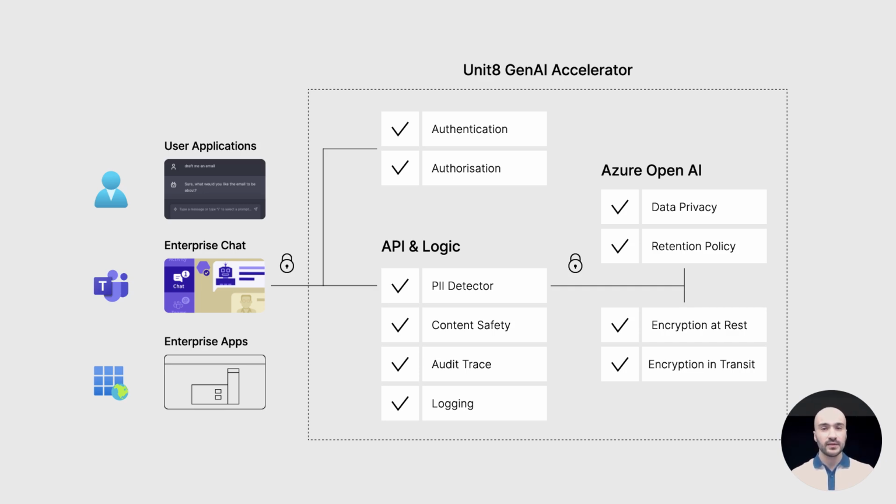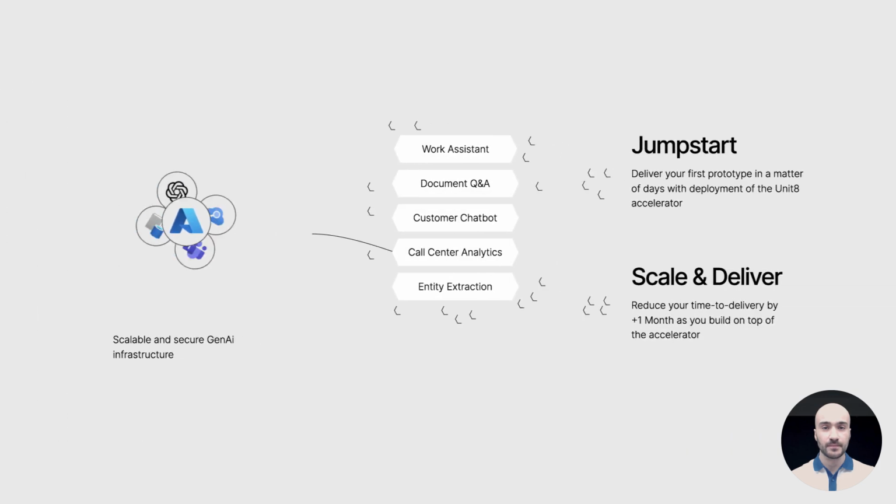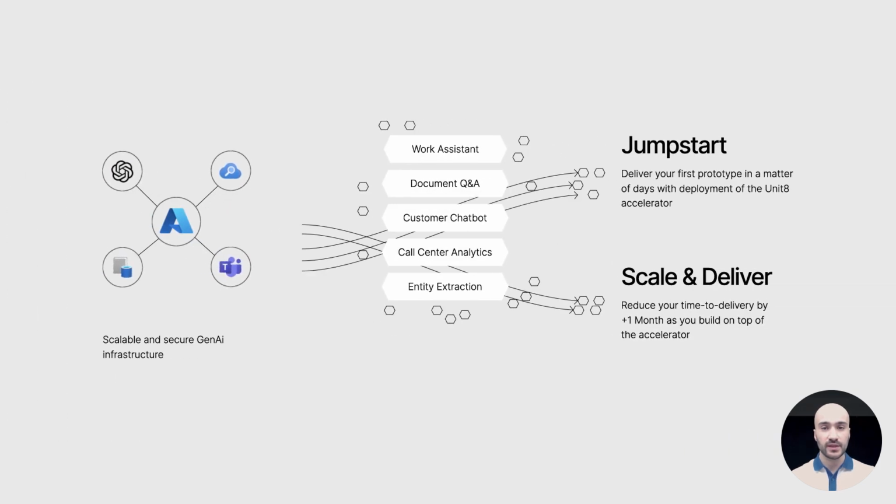In addition, the integration with Azure Active Directory, also called Entra ID, allows you to securely release the application to the rest of your company. Unit8 Accelerator enables you to unleash the potential of generative AI while keeping your data protected and safe.